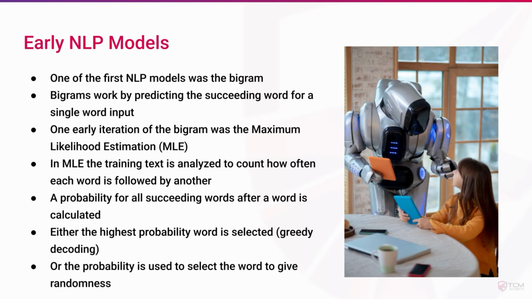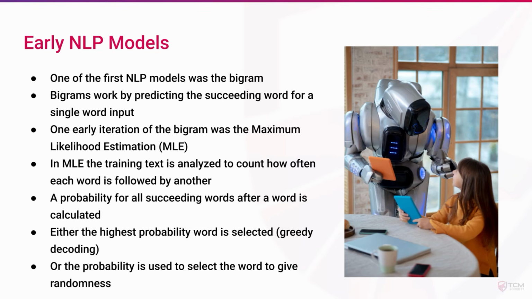One of the very first iterations of the bigram was called maximum likelihood estimation, MLE for short. In MLE, essentially, you put in as much training text as you would like, and it's analyzed and literally counts how often each word is followed by another, and it comes up with probabilities from that.